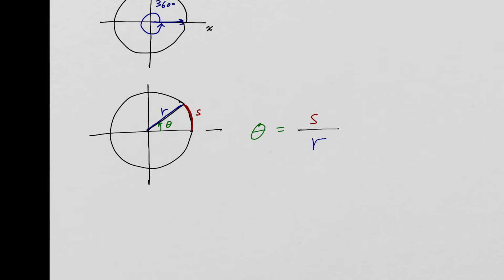This S here is the arc length, the length of that curve. It could be in any units you want: meters, centimeters, inches, whatever it is. And then the R is the radius. Remember, that's the distance from the center of the circle to the edge of the circle. And then the green here is the angle in radians.